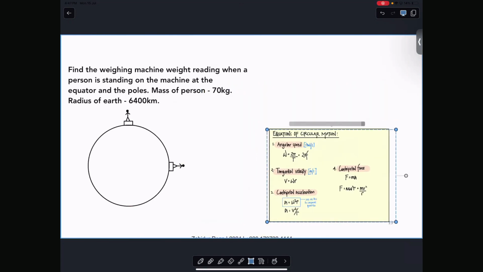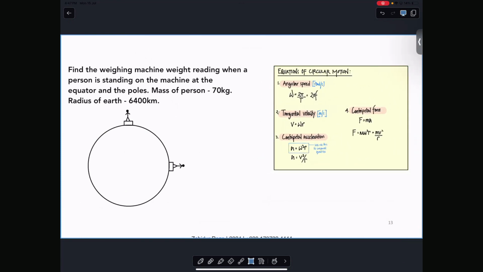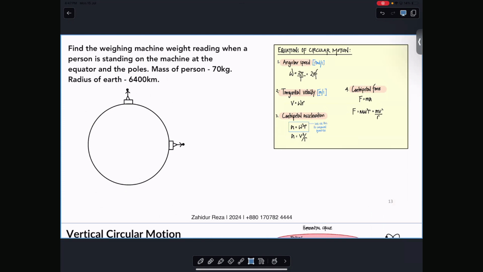Yes, so in order to be able to answer this question, you need to know how fast the Earth is spinning, which is information that's not provided anywhere in your question paper. And it is purposely not provided in this question as well. There's a way you can find it.